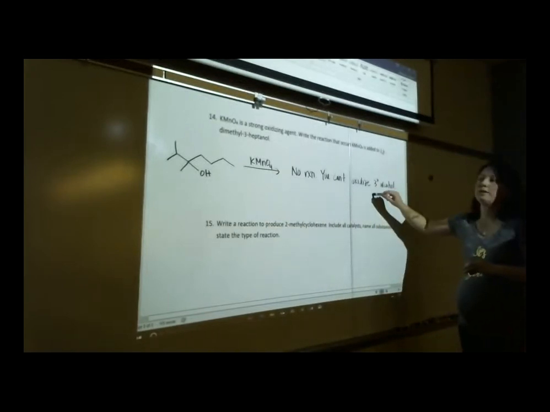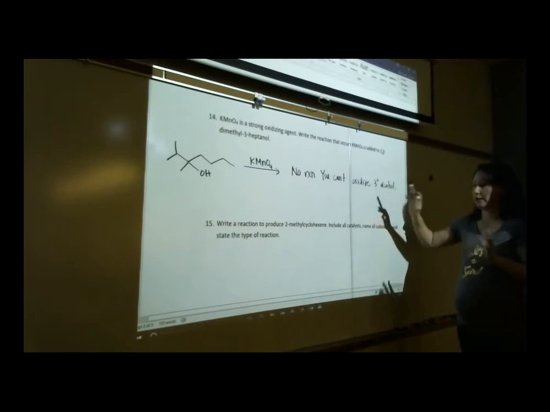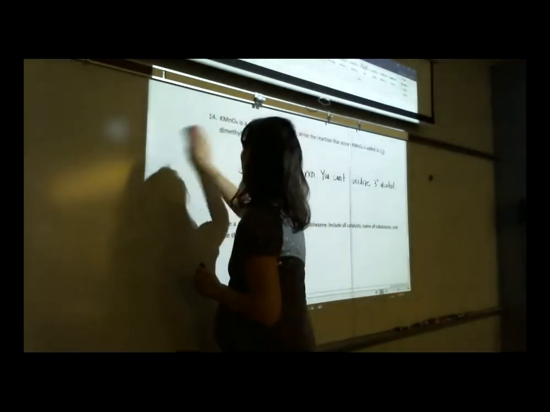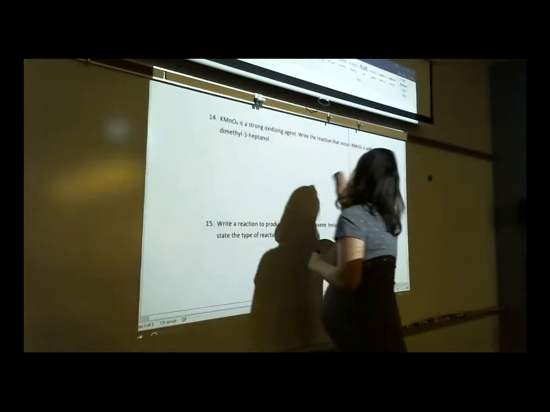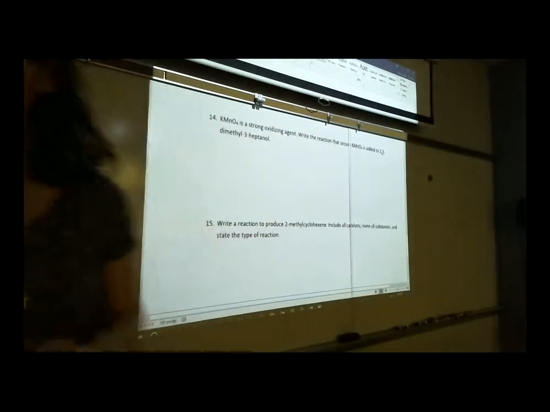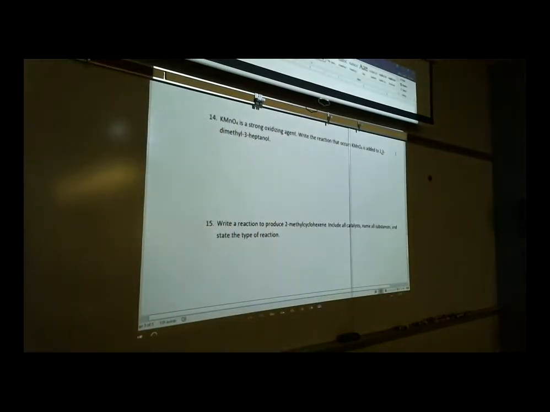But do you understand why this is no reaction? Because it's a tertiary alcohol, you can't oxidize a tertiary alcohol. Doesn't matter which oxidizer you pick, it's not going to work. Nothing there to oxidize. So then what happens? Like, it doesn't change at all? Nothing, no reaction, yeah. They just sit there.